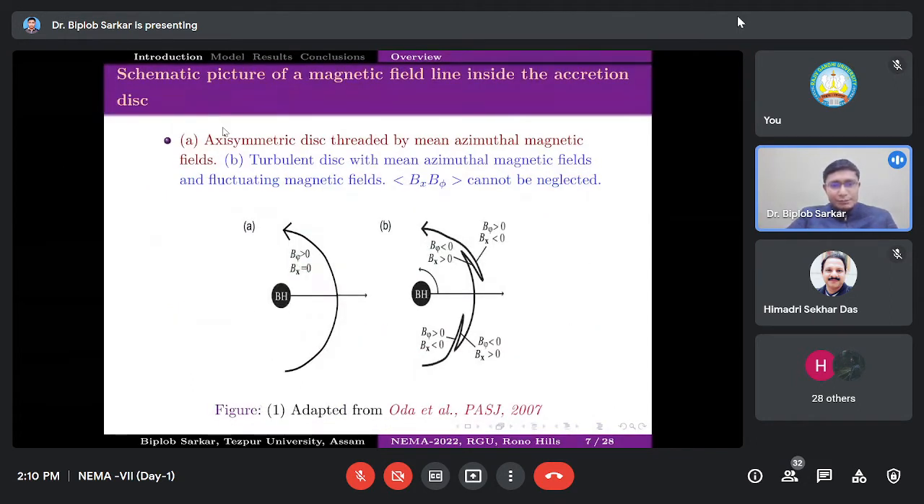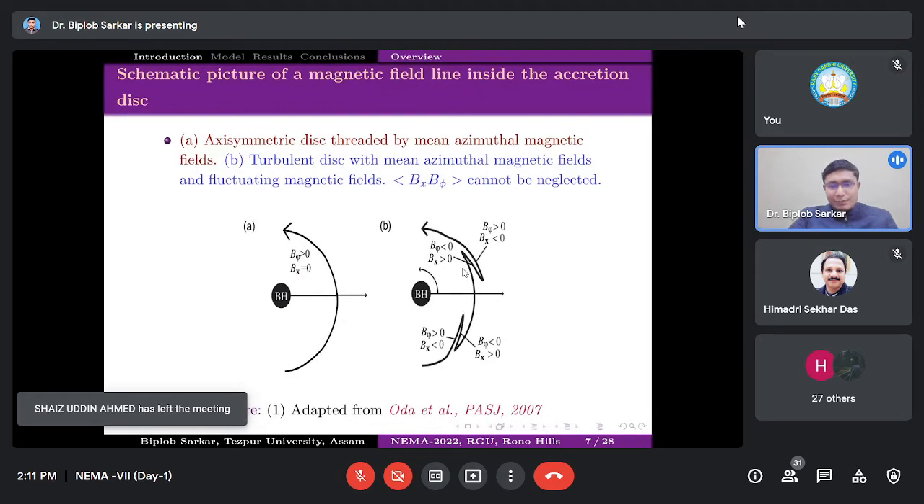Here in this particular figure I have shown the schematic picture of magnetic field lines inside the accretion disk. The figure on the left shows an axisymmetric disk which is threaded by a mean azimuthal magnetic field. Here the B phi component is non-zero, however the radial Bx component is 0. And the figure on the right shows the turbulent disk with mean azimuthal magnetic fields and fluctuating magnetic fields.